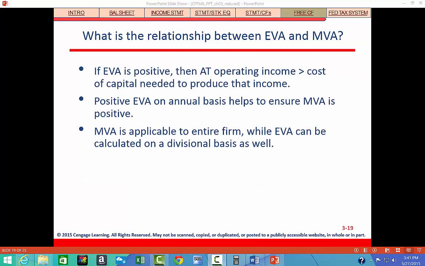So I already discussed pretty much the stuff that's on this slide, the relationship between economic value added and market value added. And the basic idea is that when you generate positive economic value added, then that leads to a positive market value added.